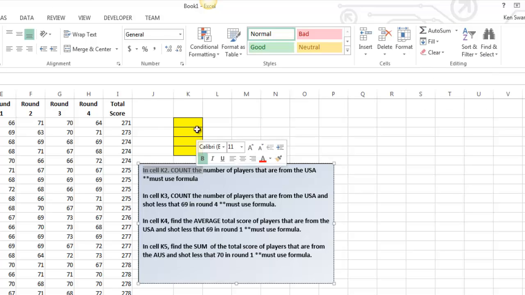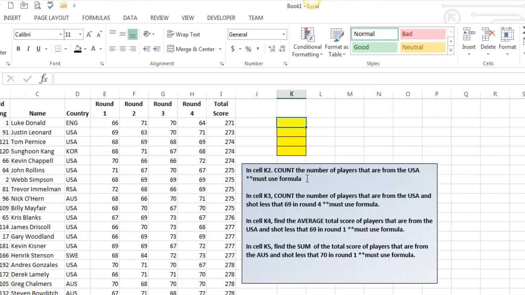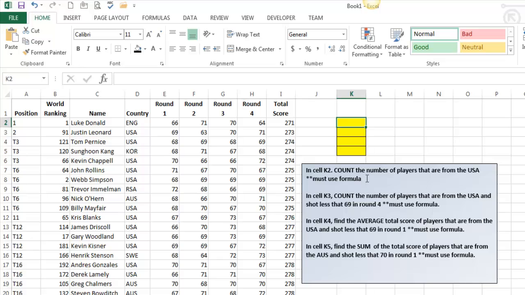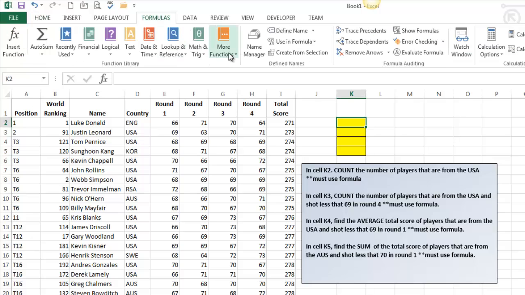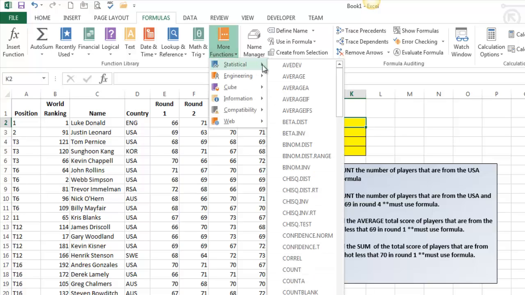So in cell K2, I would like to count the number of players that are from the USA. So it's kind of a count, but it's a count if, because I only want to count people by a certain criteria. I'm going to start off with two counts, and then we're going to move on. Counts are easier than the other two, and you'll see why in a minute. So if you want the COUNTIF functions, they are under the Formulas tab, under More Functions, under Statistical, which is not the easiest place to find them.